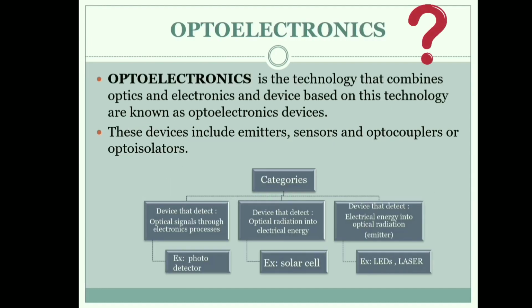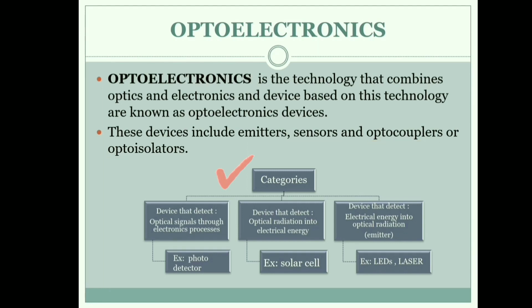So now, from which branch did LED come? That is optoelectronics. This word is a combined form of optics and electronics. Optics is obviously related to light and electronics is related to electricity. So this branch is the study of the combination of optics and electronics, that is light and electricity. And all the devices which are based on this technology are known as optoelectronic devices. These devices include emitters, sensors, optocouplers, opto-isolators, etc.